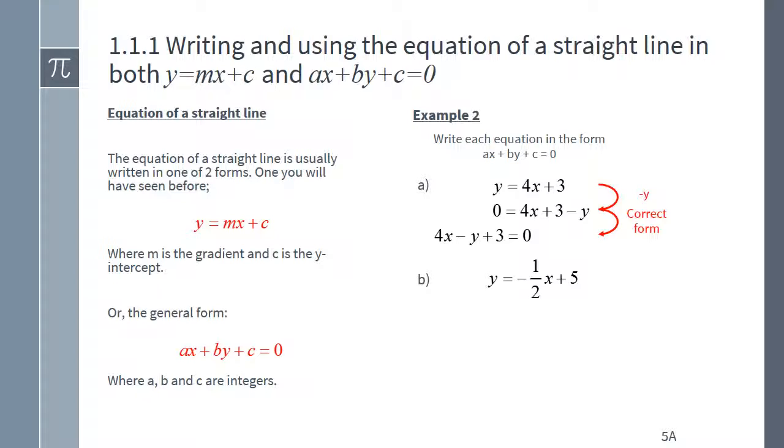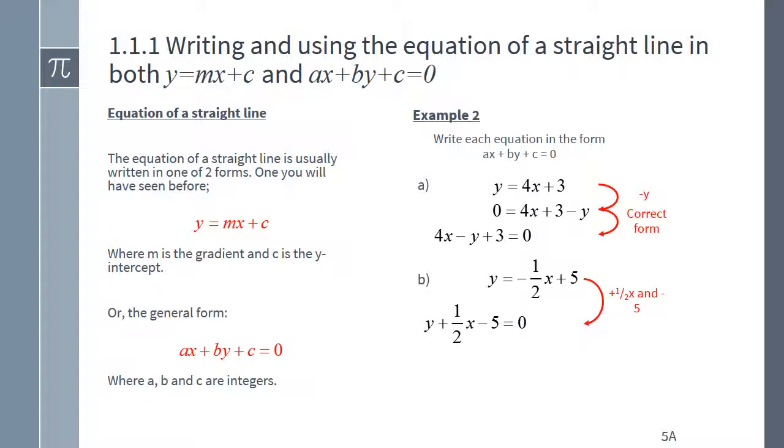B: y equals minus a half x plus 5. Well, let's get all the terms on the same side to start with. So again, in this case we'll add the half x on and take away the 5. So we get y plus a half x minus 5 is equal to 0. There's other ways you could get that. You could take the y away, but then you would have to do something later to get rid of the minus signs. It tends to be easier to get rid of minus signs as early as possible.